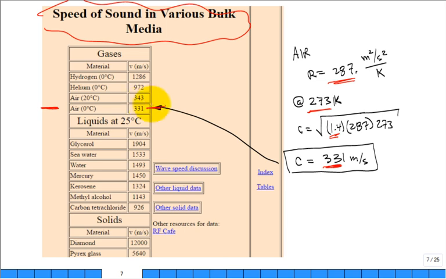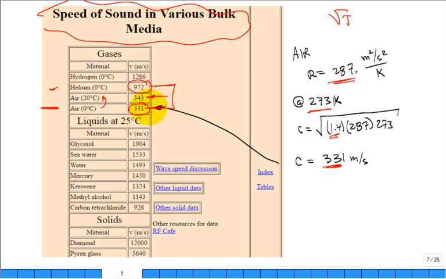I can change the temperature to 20 degrees C. What happens to the speed of sound in air? It's proportional to the square root of T. It goes up. The hotter the air, the faster it is. Helium. Yes, helium, ideal gas, same temperature. Compare the speed of sound in helium compared to air.